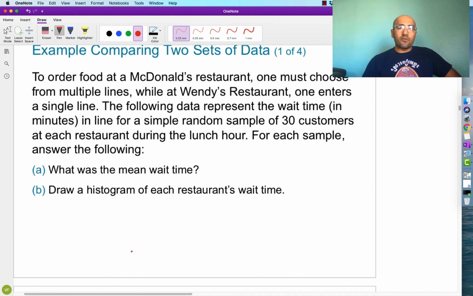To order food at McDonald's restaurants, one must choose from multiple lines, while at Wendy's restaurants, one enters a single line. The following data represents the wait time in minutes in line for a simple random sample of 30 customers at each restaurant during lunch hour. For each example, answer the following. What is the mean waiting time? And then find a histogram of each restaurant's wait time.